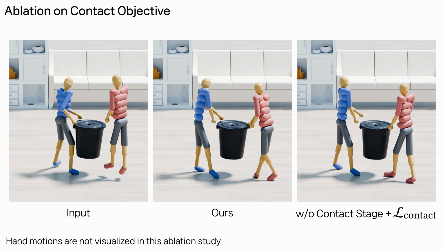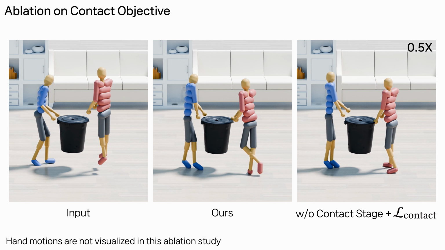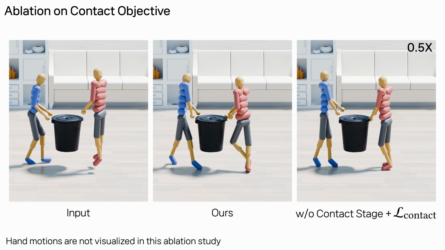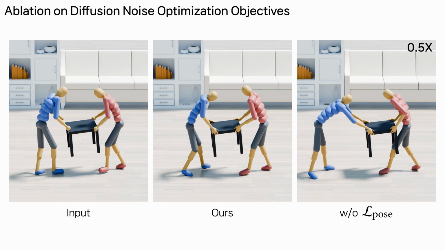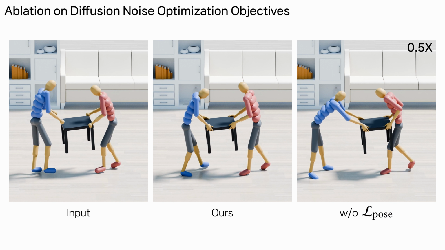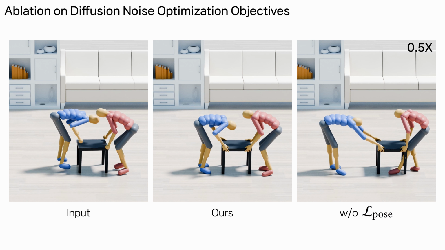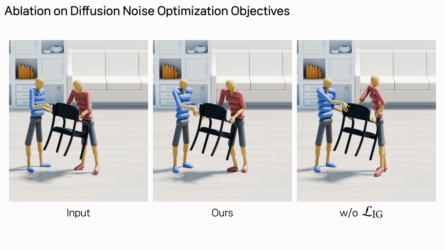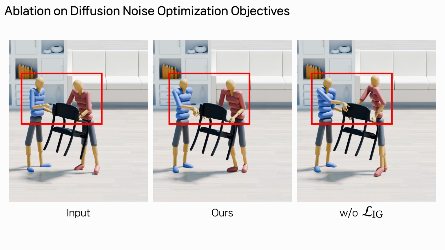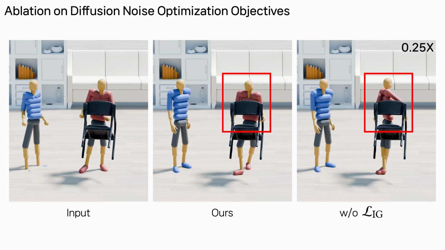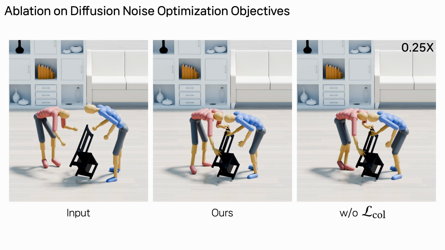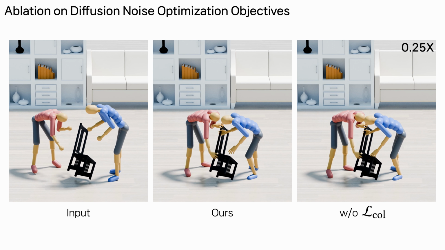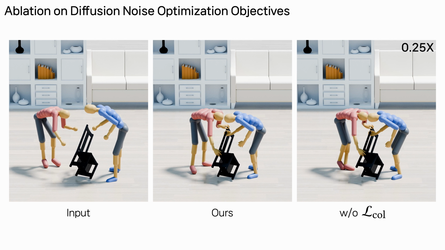Using the hand information from the previous stage and the contact objective enforces plausible contacts with the object. Without the pose objective, the output motion significantly deviates from the input. The interaction graph objective preserves interperson directional relationships. Without it, the pink person shows poses with an unnaturally twisted torso. Adding the collision-free objective effectively improves collision avoidance.